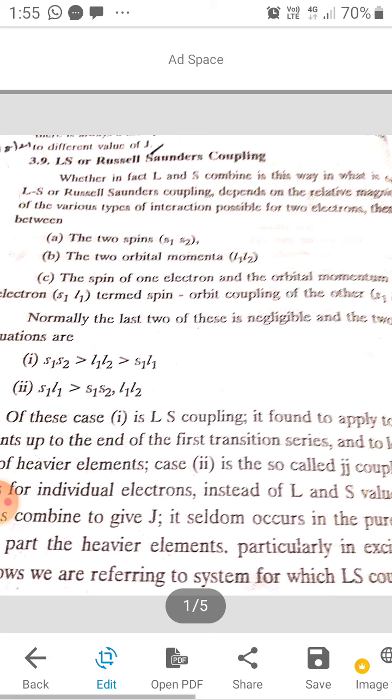The spin of one electron and the orbital movement of another electron, S1 L1, is termed spin orbital coupling, and of the other, that is S1 L2. Normally the last two are eligible and they are named as S1 S2 is greater than L1 L2 is greater than S1 L2 L1.